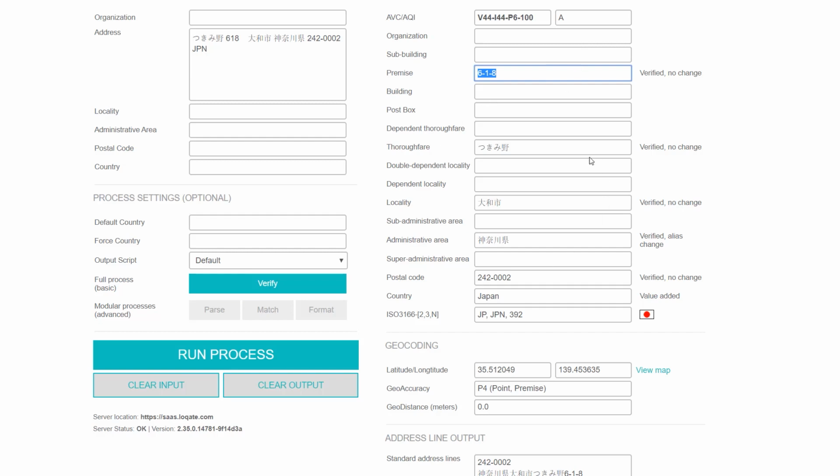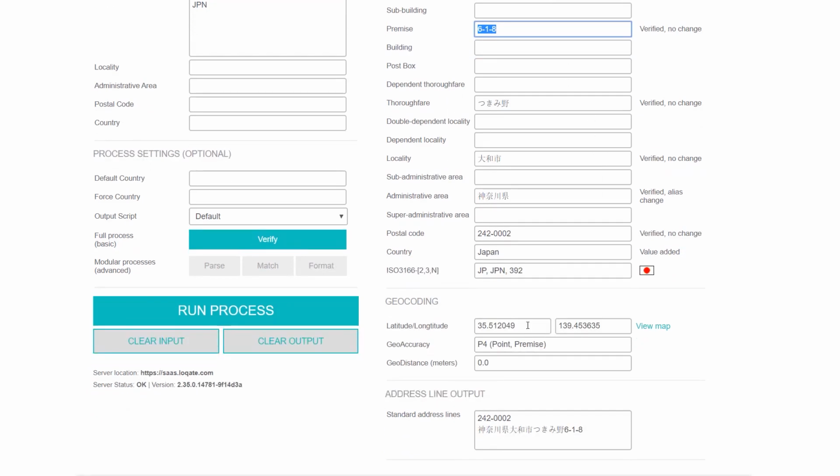And you'll see the output in Japanese. If you look at the lower right-hand side, you'll notice the postal code comes first. That's the way a Japanese address should be put on an envelope for pieces being mailed to Japan. You'll also notice that the output here is in Japanese.